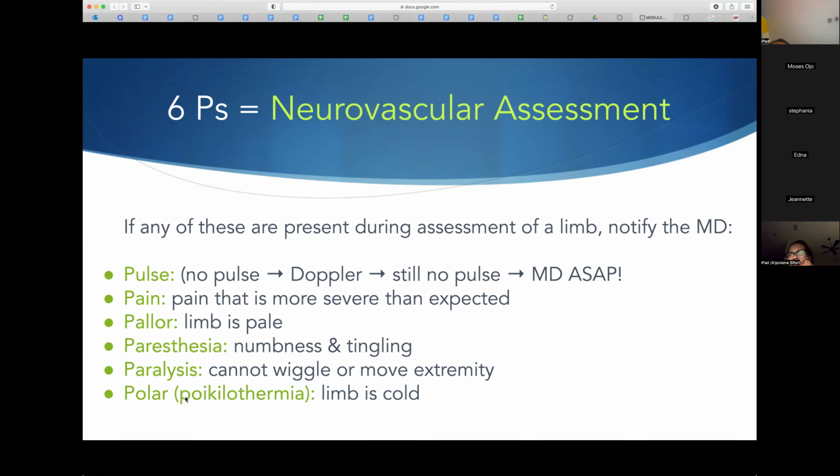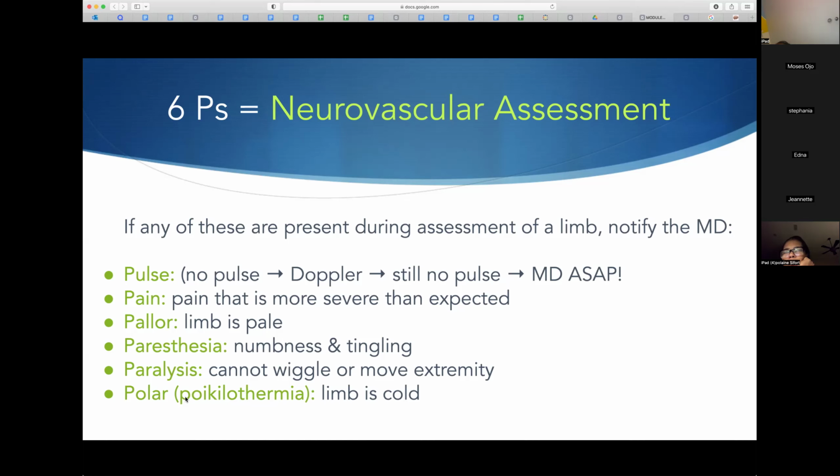So these are the 6 things you're going to look for if a patient has had a surgery on an extremity, if they've had any trauma to an extremity, or if they have a restraint or a cast on an extremity. You have to check the pulse. You have to assess the pain level. You have to see, is the extremity pale? You have to assess for paresthesia, paralysis, and the polarity.